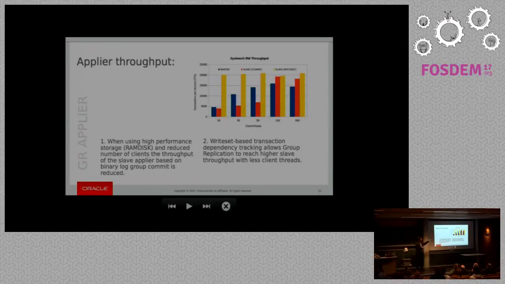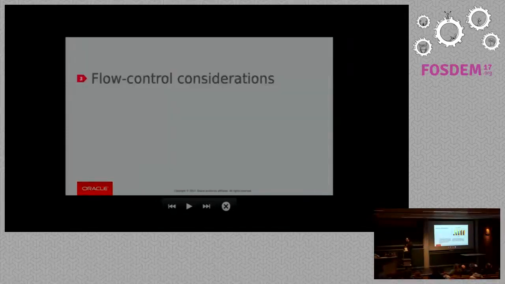If we use write set information here from group replication, we can take advantage of the fact that we don't need the group commit to decide what needs to be parallel or not. So even with only a few threads, we can already get a lot of the throughput on the slave applier. Okay, this is one of the benefits, and it's something that probably reduces lag in situations where we have lag right now with asynchronous replication. Okay.